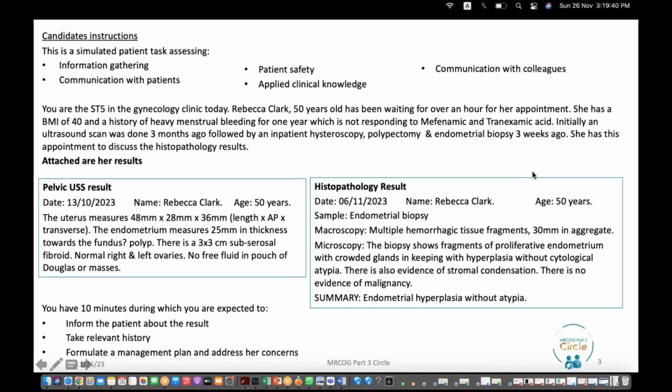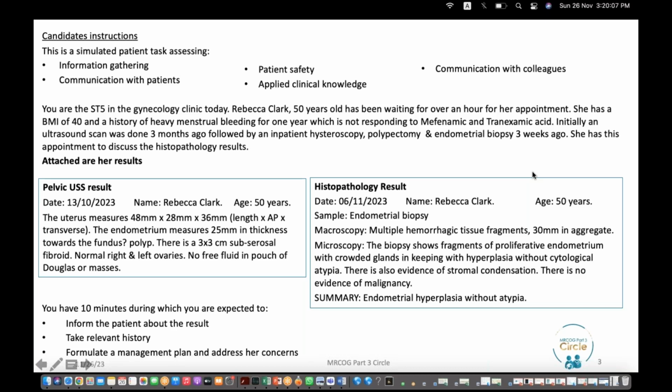There's a 3 by 3 centimeter subserosal fibroid, which is completely irrelevant here. Okay, so not every finding is relevant. Okay, normal right and left ovary, so there's no ovarian pathology, no free fluid in the pouch of Douglas or any masses in the pelvic area. So that scan that was done 3 months ago identified a thick endometrium, query, and endometrial polyp. That could explain her menorrhagia.